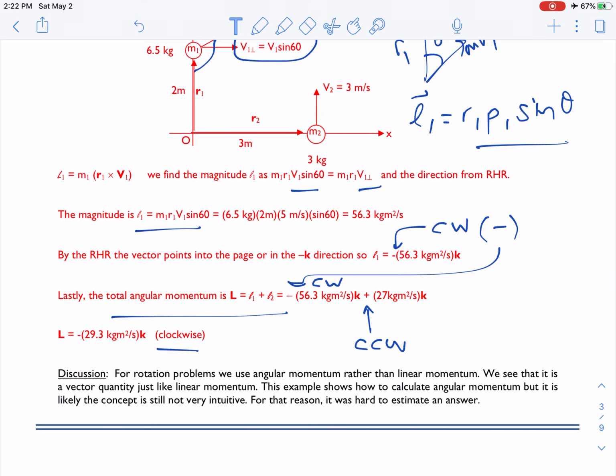So for rotation problems, we use angular momentum rather than linear momentum. And we see that it is a vector quantity just like linear momentum. It's a little bit more complicated because there's a cross product, but the torque concept really taught us well how to use the cross product, and we are just practicing here. This example shows how to calculate angular momentum, but likely the concept is still not very intuitive, because there's 3 dimensions, the right-hand rule, and everything is playing a role. So for that reason, it was hard to estimate. Okay, so I could just say that they could cancel, but I didn't know for sure which one is going to dominate.